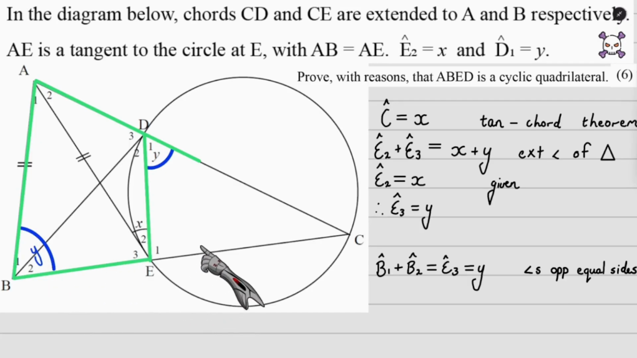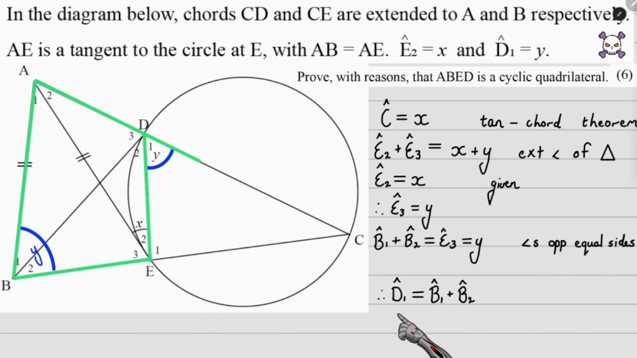We've proved it, but there's a couple of things we need to state. We're not home safe just yet. Firstly, I've got to make the link between this angle and this angle. So I'm going to write a therefore: D1 equals B1 plus B2, just like this. And I knew that those two angles are equal because I went and proved that they are both equal to Y. They both have a value of whatever Y is, in a sense. And now we can copy paste this: ABED is a cyclic quad.